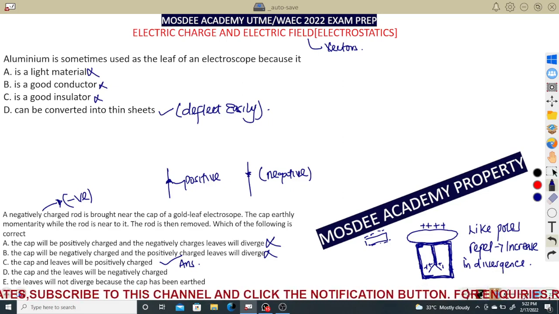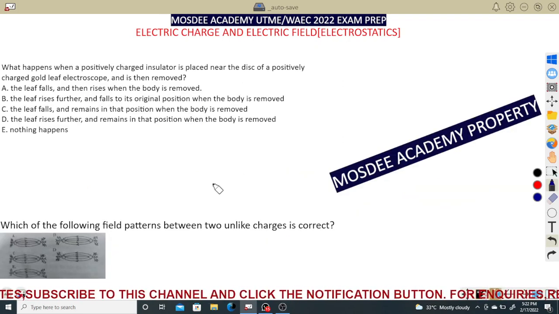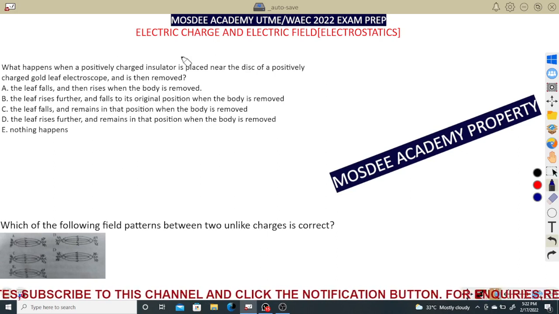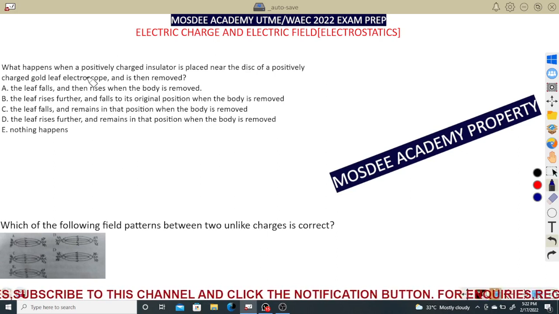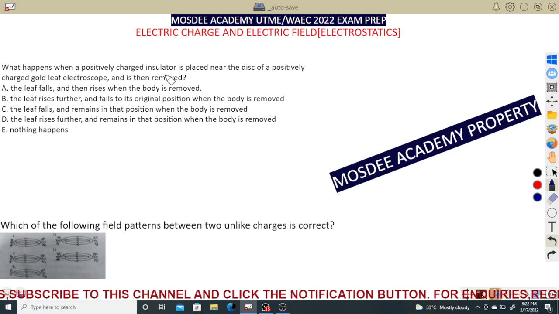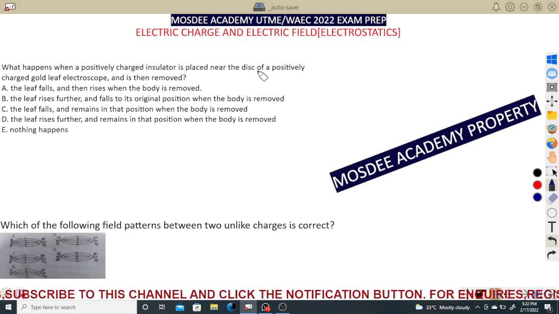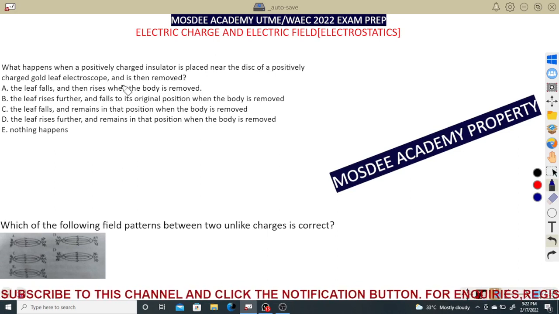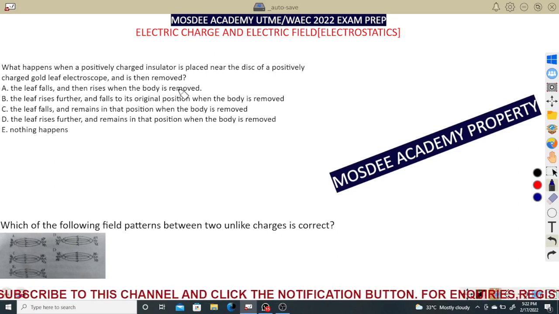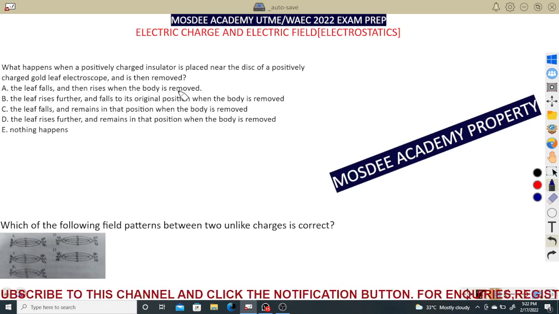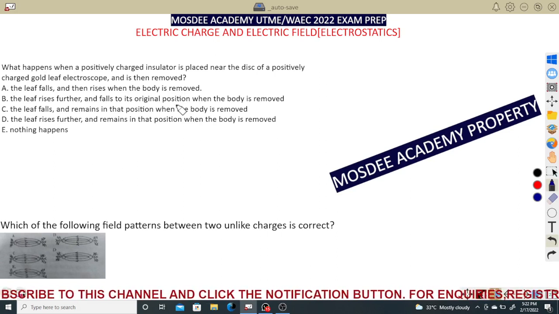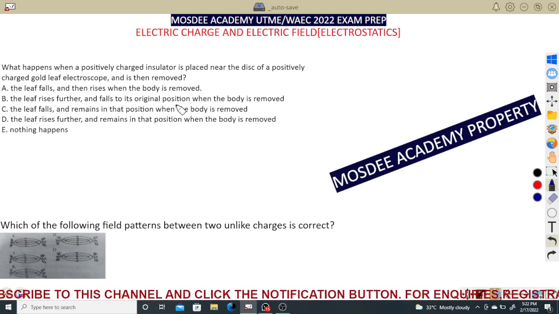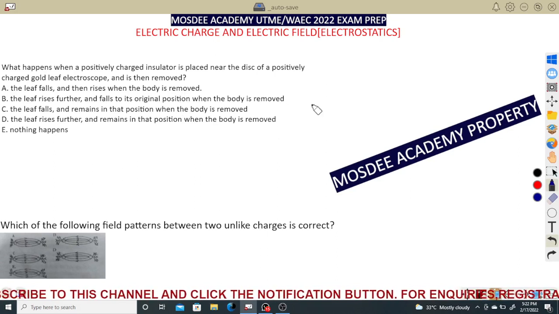So the next question, very good. Oh wow, electroscope. Well done. What happens when a positive charge insulator is placed near the disc of a positively charged gold leaf electroscope and is then removed? This is a simple question. Should I leave it for you to do? I should solve it for you guys. Okay, I will solve it.